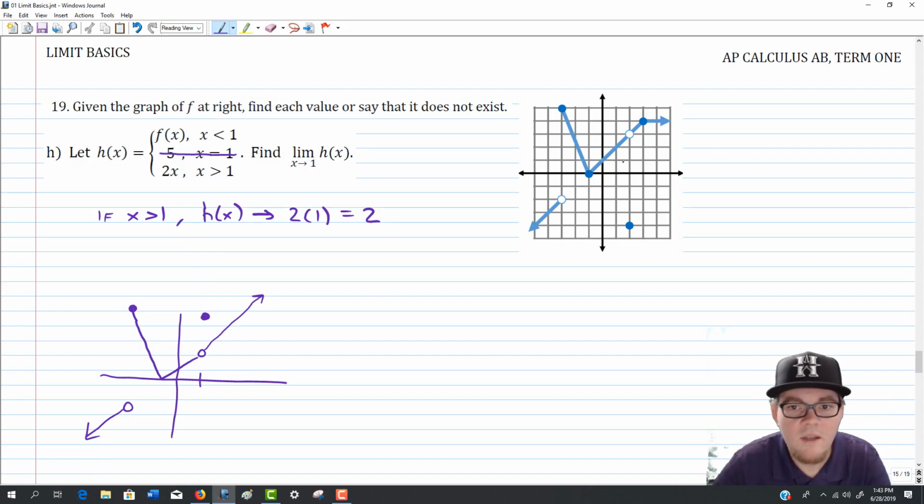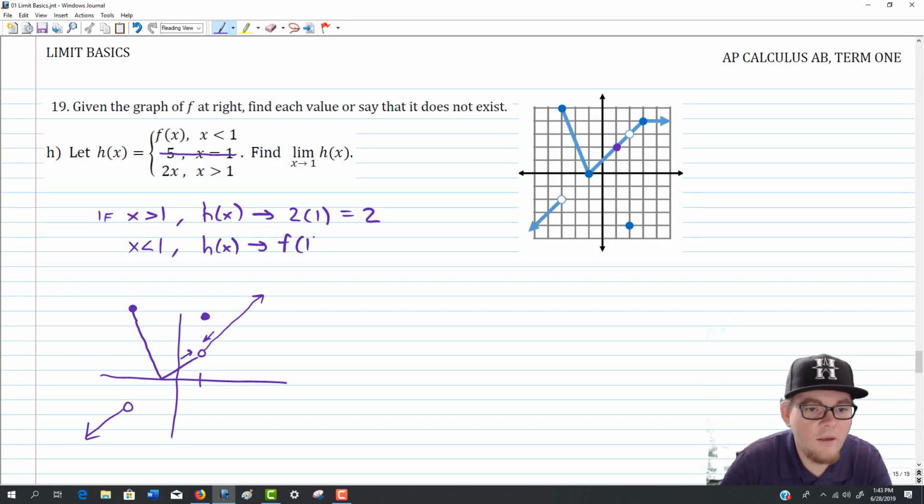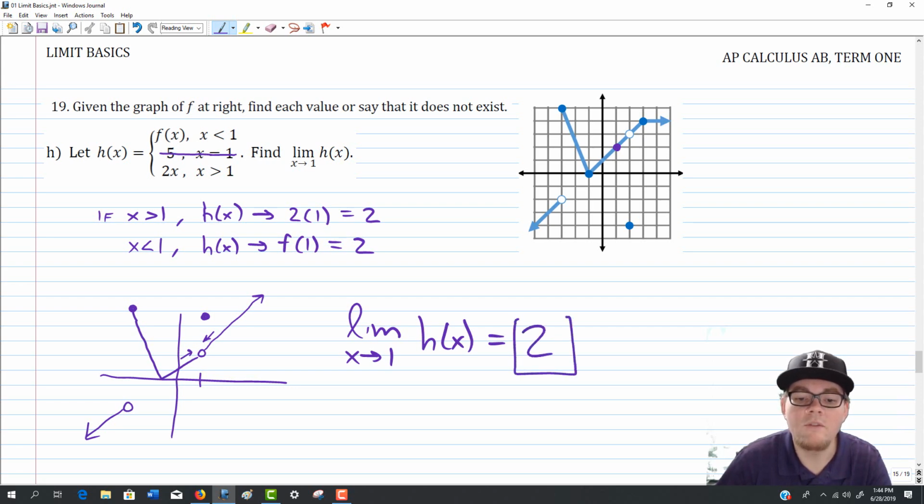But specifically notice, at x equals 1, it looks to me like f of 1 is equal to 2. And in fact, if we found the equation of that section, we'd get that f of x is equal to x plus 1 on that interval that contains 1. So it looks like from the left and the right both, we're approaching the same y value. If x is less than 1, h of x approaches f of 1, which is equal to 2 also. Since both the left and the right side approach 2, as we can see from our picture as well, that tells me that the limit as x goes to 1 of h of x is going to be equal to 2 as well.